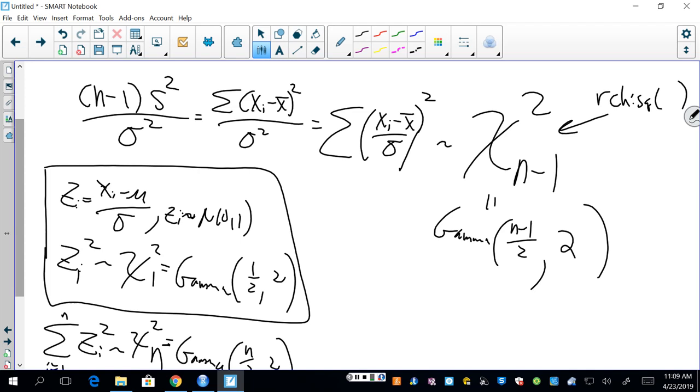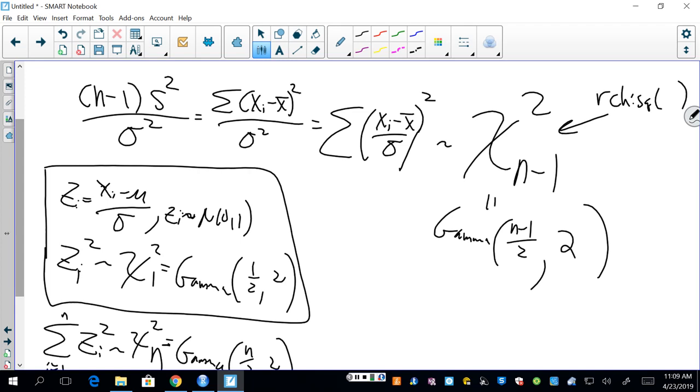We end up losing, this decreases by 1 as described in the book, because that x bar is stuck in there instead of knowing mu. It kind of takes away one independent deviation. If you know x bar, and all the deviations from x bar add up to 0, there's not n of them really, there's n minus 1. That's one way of thinking about it. So you get this particular chi-square distribution.